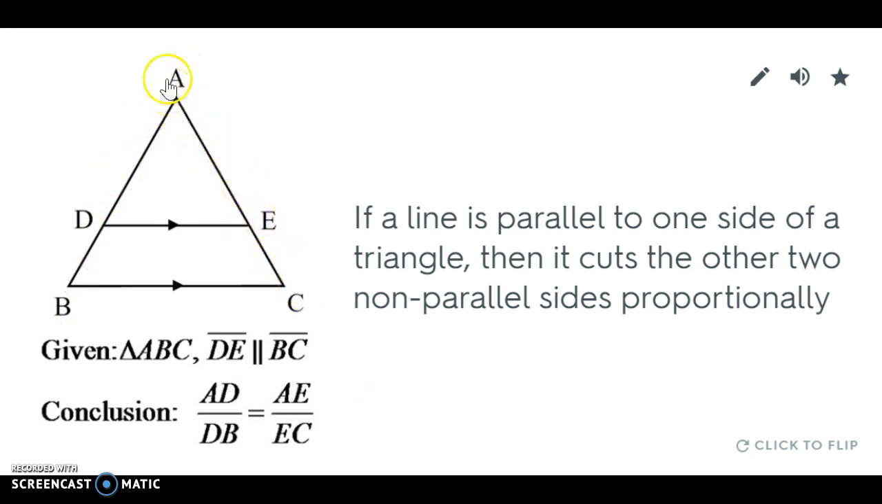And so there's a couple ways you could do it. This one's set up as AD over AE or over DB, but you could also do AD over AE and DB over EC. So there's different ways to see it. You just have to recognize that this left side is cut proportionally to the right side.